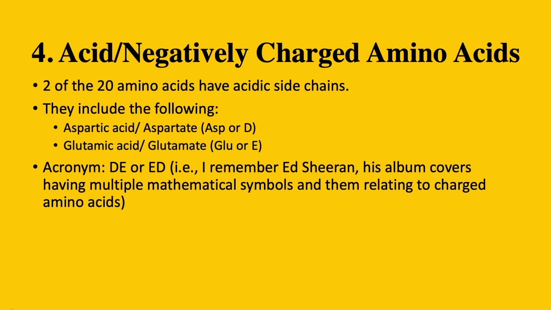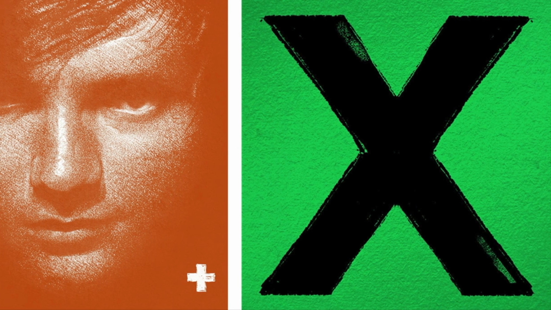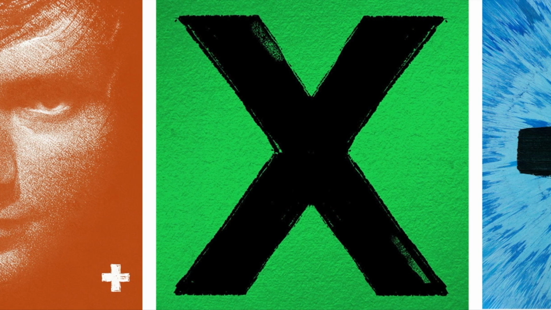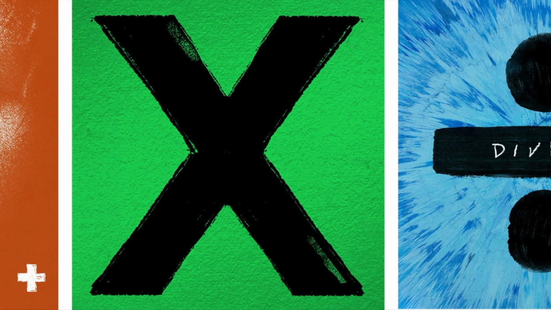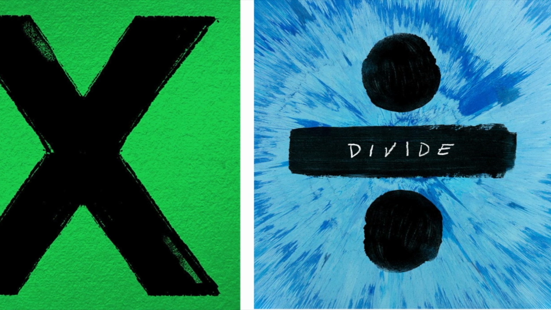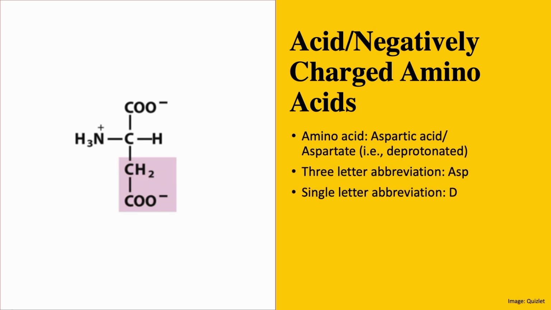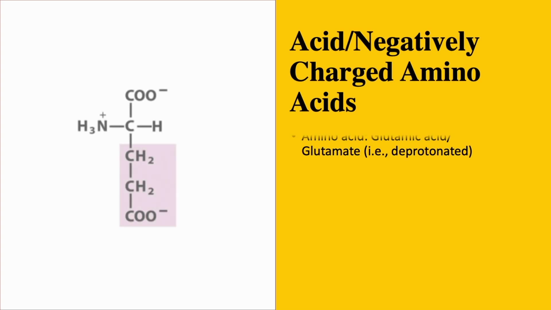The acronym I use to remember these 2 amino acids is D, as in DE, or ED. To be honest, I prefer ED. It's because it reminds me of Ed Sheeran and how his album covers tend to have math symbols on them, and therefore relating to the negatively charged amino acids. But you can use whatever acronym you prefer. Similar to asparagine and glutamine, the structures of aspartate and glutamate are easy to remember.